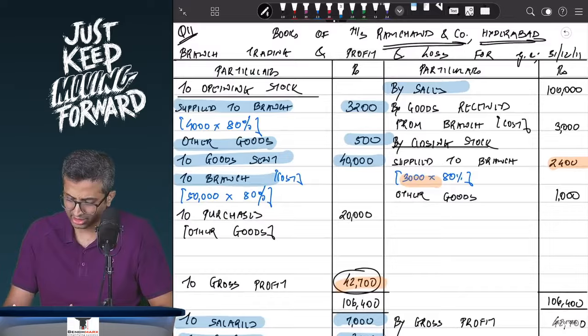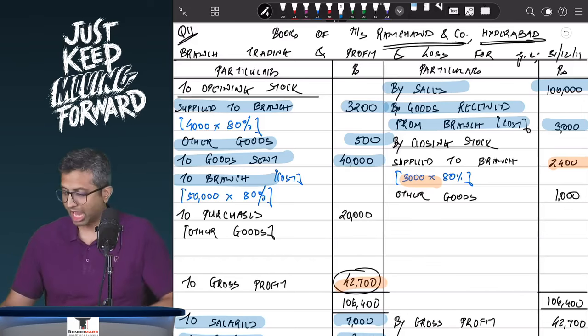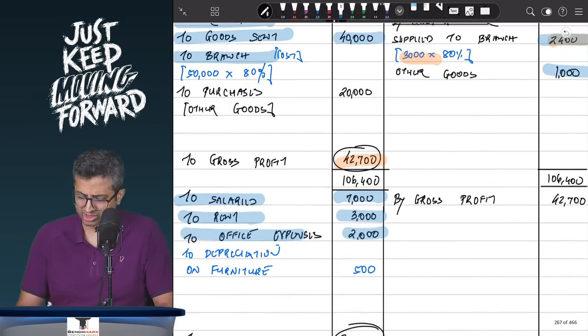So over here this is sales of 1 lakh. Goods sent back, so this is 3,000. And then there will be closing stock. As you see below, closing stock was 3,000 into 0.8. This will come to 2,400. And then goods directly purchased 1,000. So your GP will be 42,700.